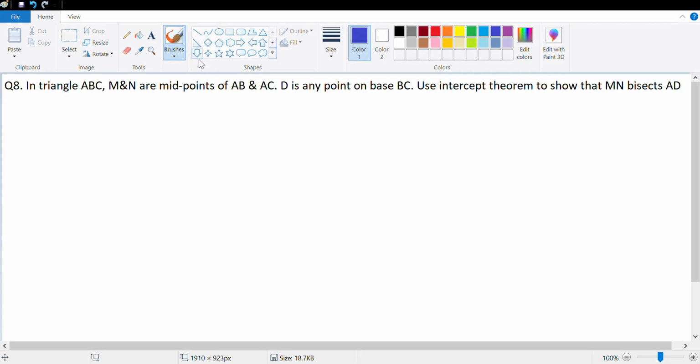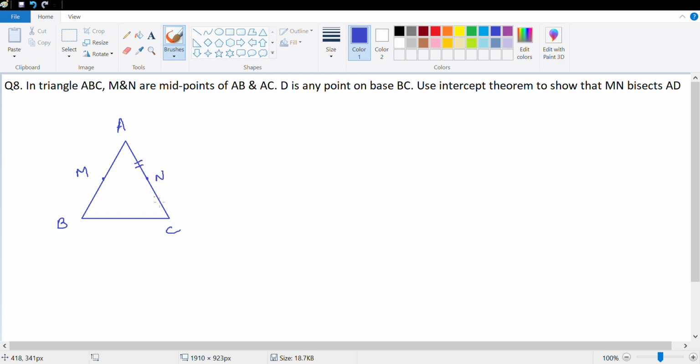Hi guys, let's look at the next question. Question number 8. In triangle ABC, M and N are midpoints of AB and AC. Perfect. So let's just draw a rough diagram and see how the question looks. So this is A, this is B, this is C. M is the midpoint of AB and N is the midpoint of AC.